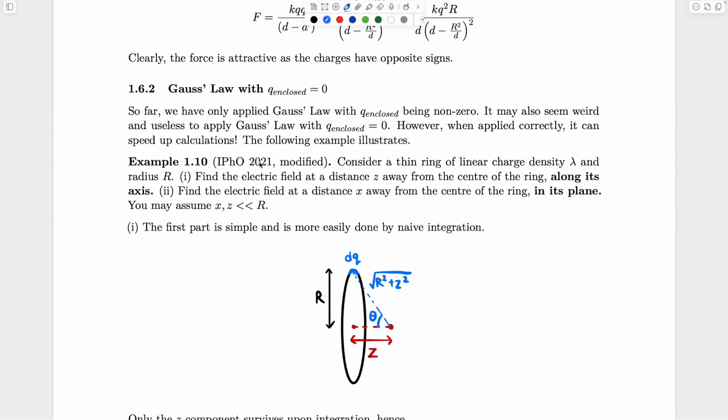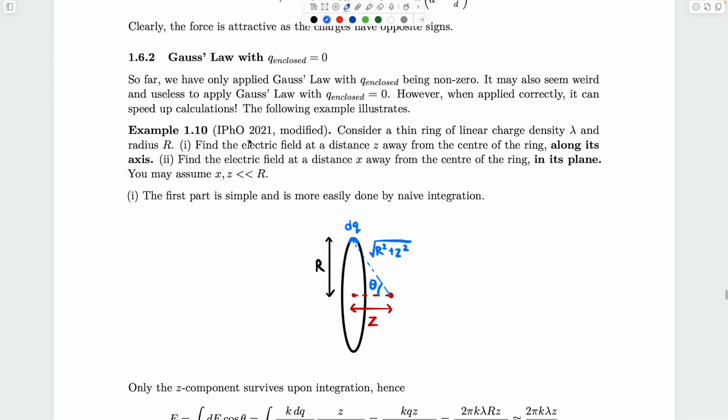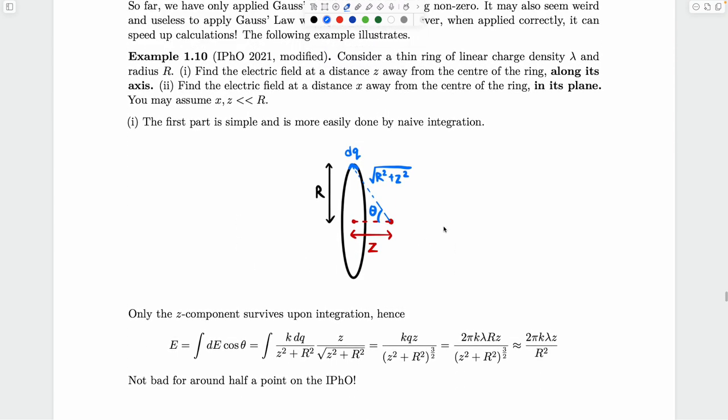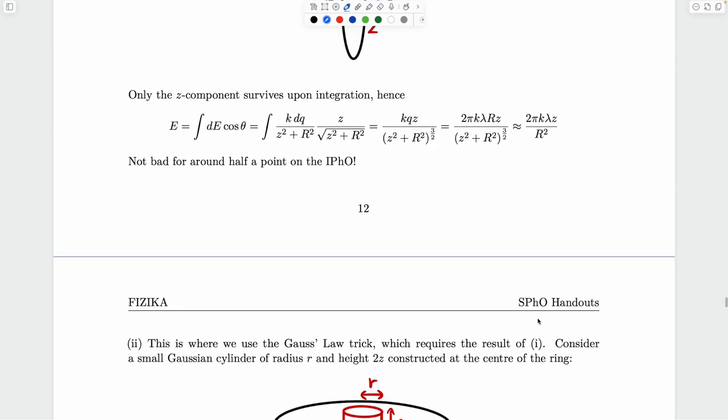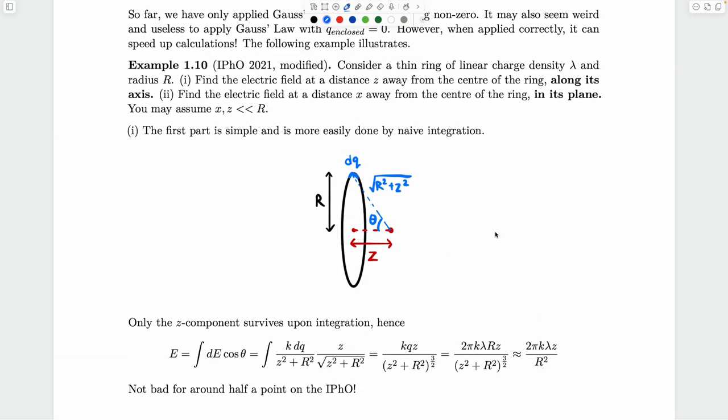Okay, and the other idea is Gauss's law. This is more advanced, so I don't think it'll come out in SPhO nowadays, but it's not that hard. And also it's very useful in the future if you go further. So we use an SPhO problem that's modified for illustration purposes. The first part is just integrating. They want you to find the field due to a ring, so I won't go through that. The second one asks you to find the field within the ring. Initially, you're just finding the field along the axis of the ring, which is trivial.